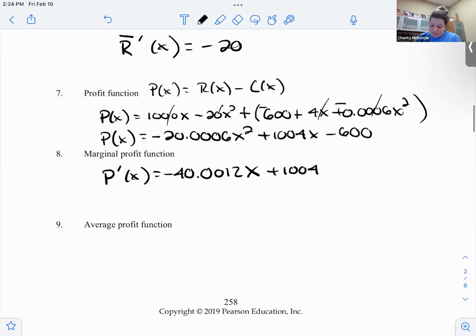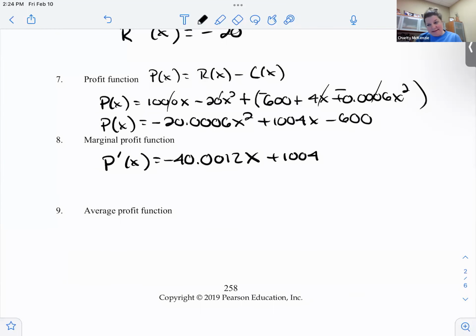So that's your marginal profit. For the average profit function, we have to go back to the original profit and divide every single term by x. So go down one term on each of the profit. This one would become just an x, that one cancels with the x underneath, and that one you would still have the x underneath.